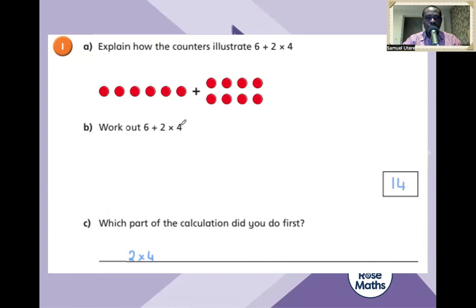So you have to do this before you add 6. So 2 times 4, why? Because we know BIDMAS, we have to do multiplication or division first before we do addition. So we do 2 times 4, which is 8. 8 add 6 is 14. This one, which part of the calculation did you do first? Of course, this one.